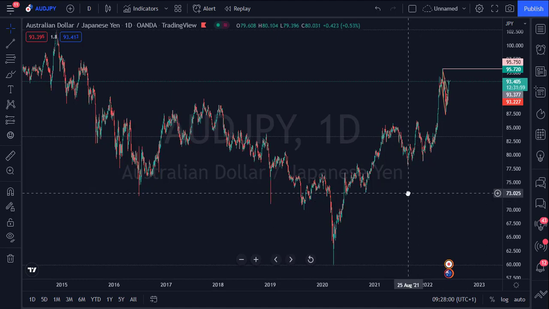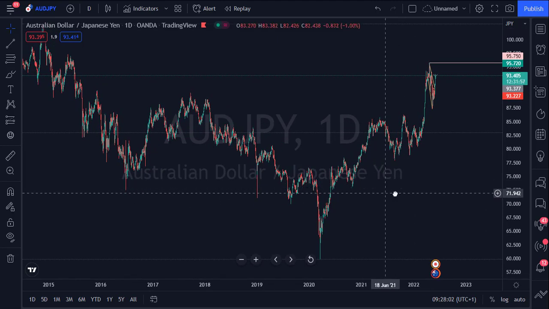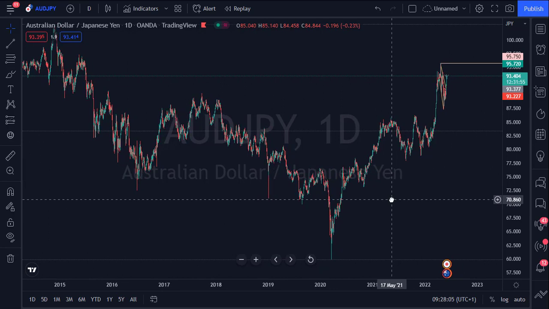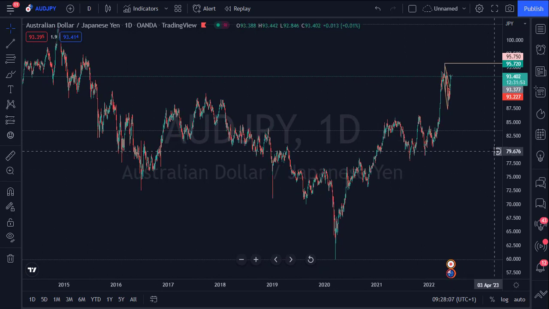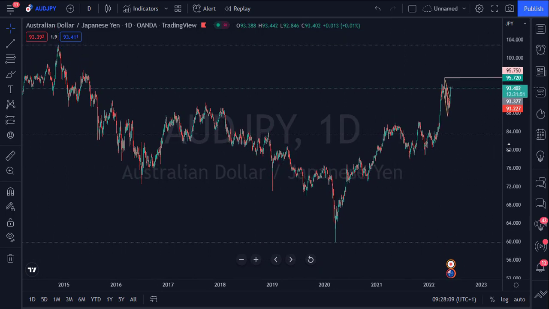Okay, so I'm looking at this pair AUDJPY. In fact, I'm in a trade on this pair right now. One thing I've learned to understand about the forex market is you must learn to accept losses. You must learn to understand that losses are a part of the game.